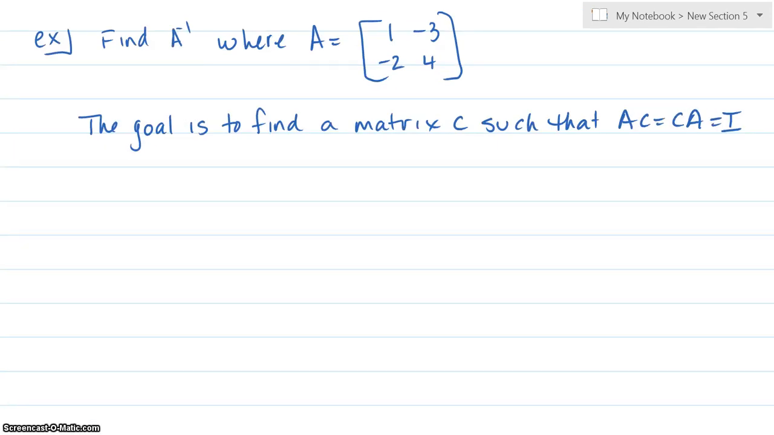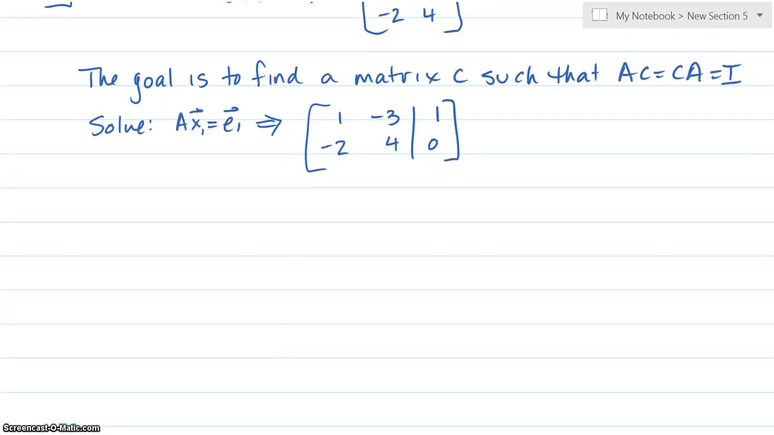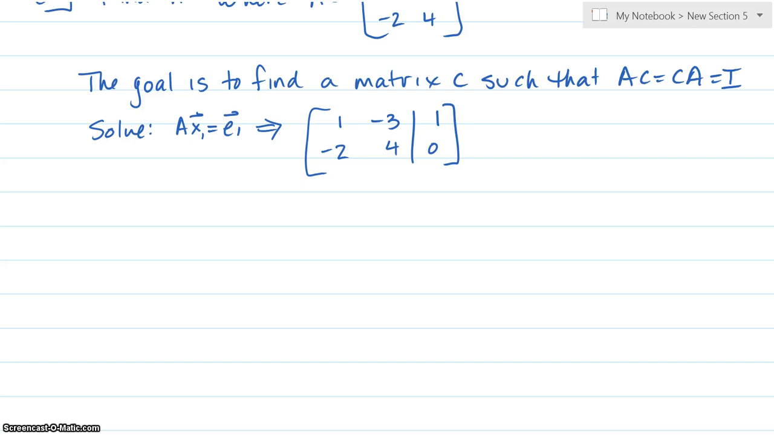So our goal is to find a matrix C such that AC equals CA, which equals I. That's our definition. And what I'm going to do is do it in parts. I'm just going to solve, as I did in the last example, AX equals E1, where we know what E1 is, 1, 0. And the first column of that I, I'm going to call it X1. And what does this mean? I'm going to go ahead and solve this, not using matrices, how we normally did before.